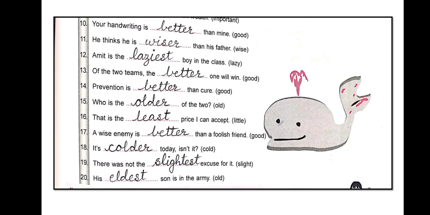14, prevention is better than cure. 15, who is the older of the two? 16, that is the least price I can accept. 17, a wise enemy is better than a foolish friend. 18, it's colder today, isn't it? 19, there was not the slightest excuse for it. 20, his eldest son is in the army.